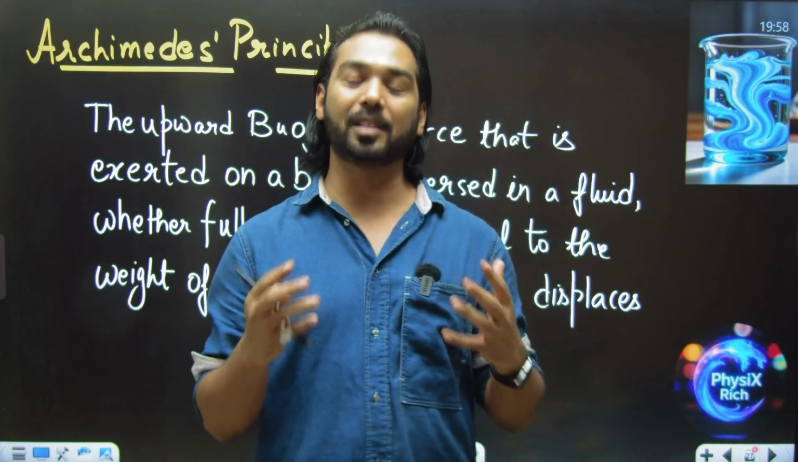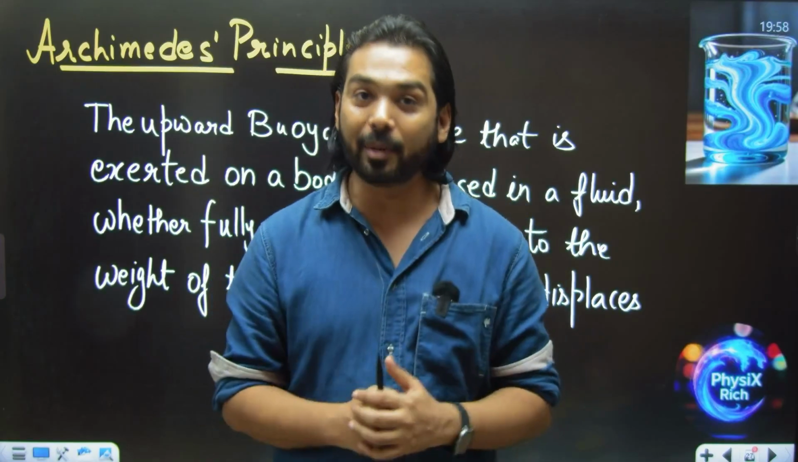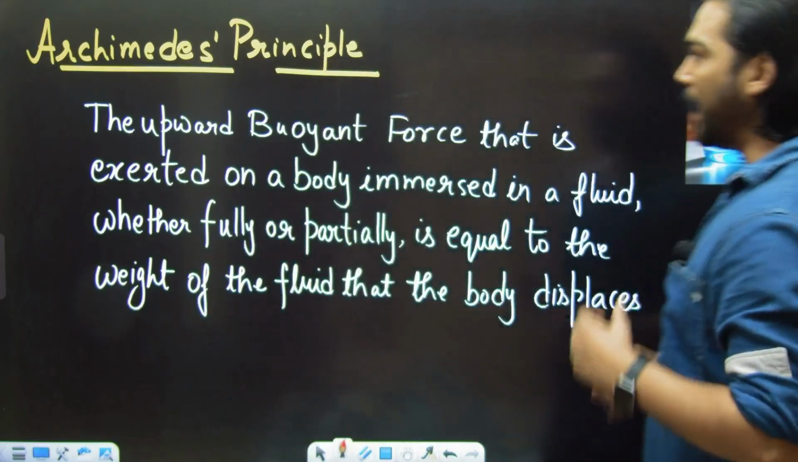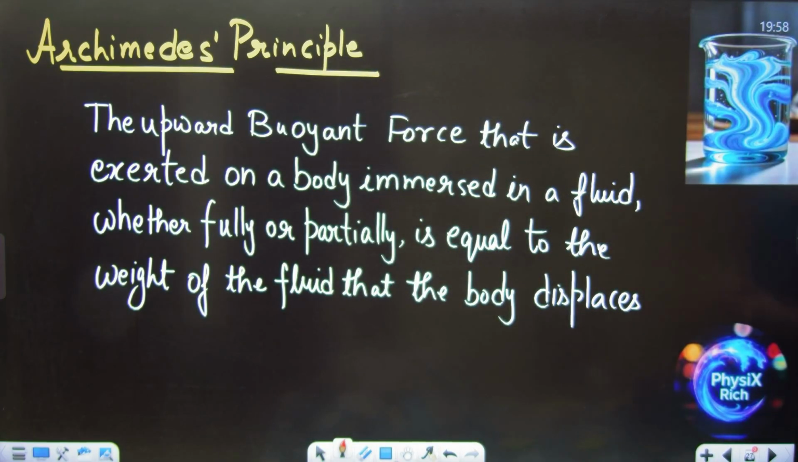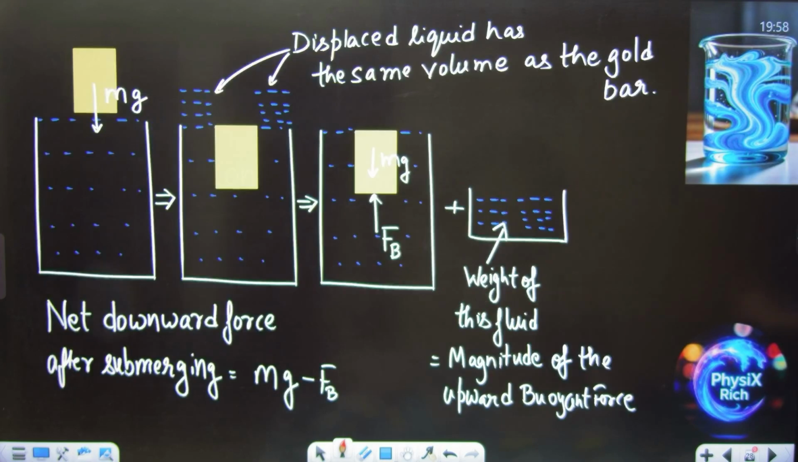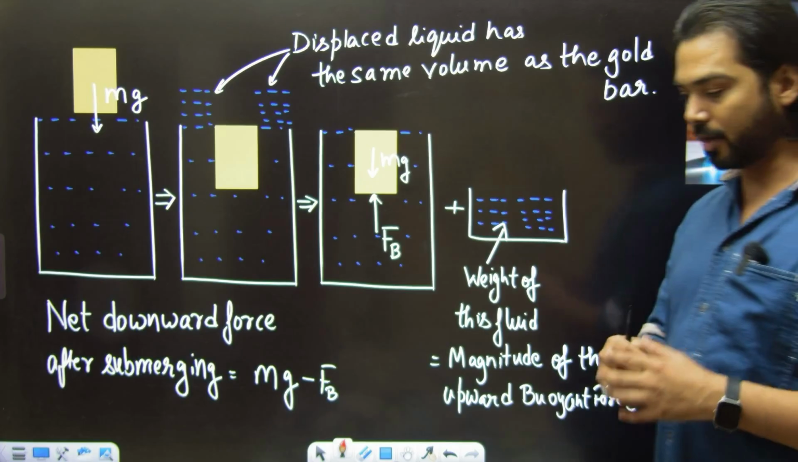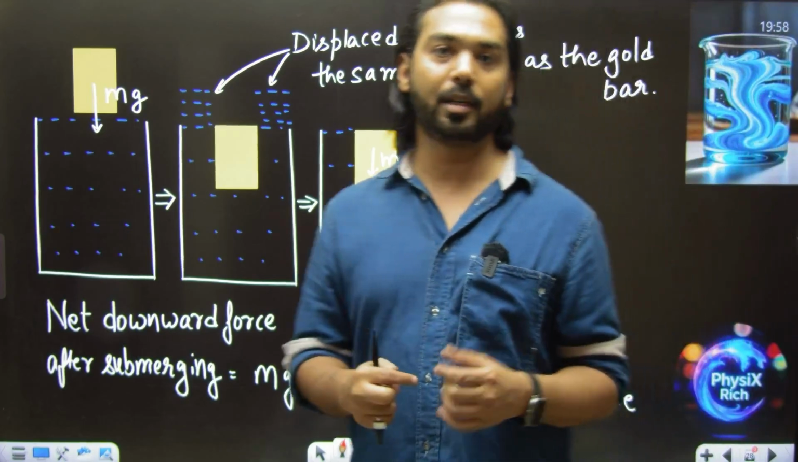Okay, so let's learn about what exactly it is that Archimedes found out. Archimedes' principle says that the upward buoyant force that is exerted on a body immersed in a fluid, whether fully or partially, is equal to the weight of the fluid that the body displaces. Now, just by reading the statement, you will not really get the idea behind it, but let me explain to you how this works.